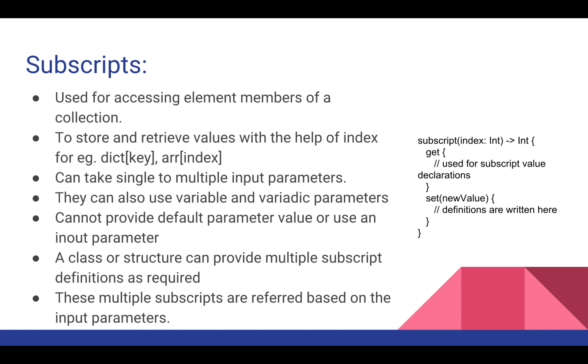Subscripts. Classes, structures, and enumerations can define subscripts, which are shortcuts for accessing the member elements of a collection, list, or sequence. We use subscripts to set and retrieve values by index without needing separate methods for setting and retrieval. You can define multiple subscripts for a single type. Subscripts enable you to query an instance of a type by writing one or more values in square brackets after the instance name. Subscript definitions are written with the subscript keyword and one or more input parameters with a return type.